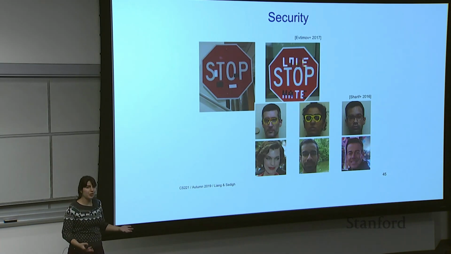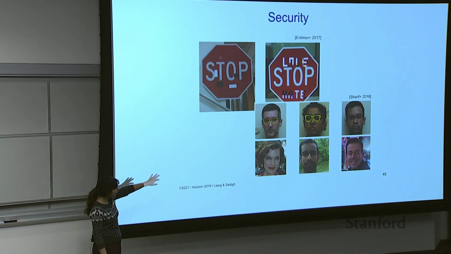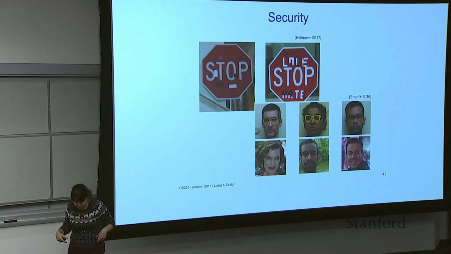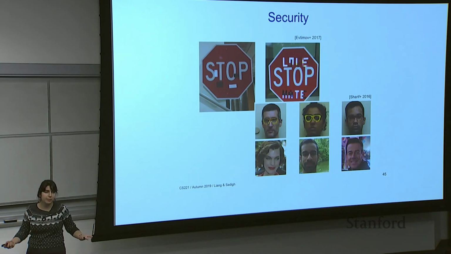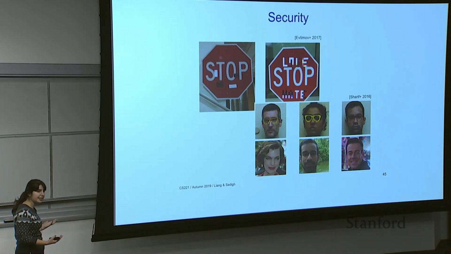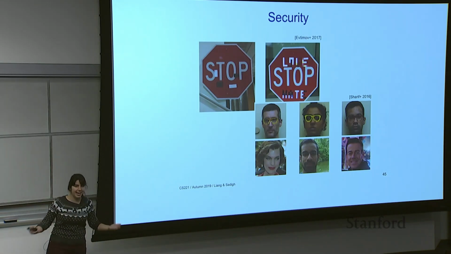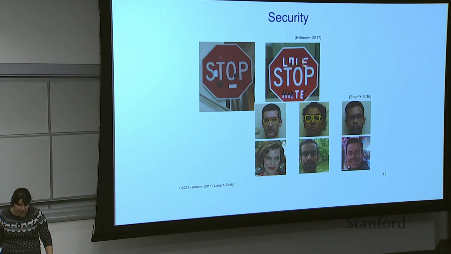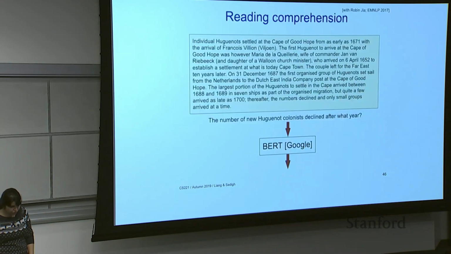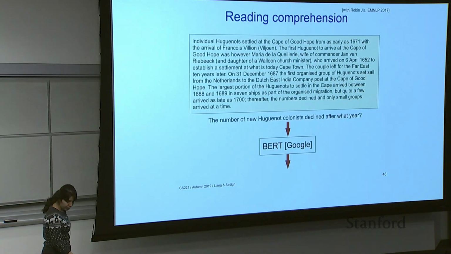Which is not what you want your autonomous car to detect. Or here's another example, another work where you have these pictures and you put these funny glasses on them, and when you put the glasses on the pictures, then they are classified as the celebrities' pictures. So you can easily attack these systems, not easily, but you can systematically attack these systems, and that can actually affect the security of your vehicle or your image recognition system.